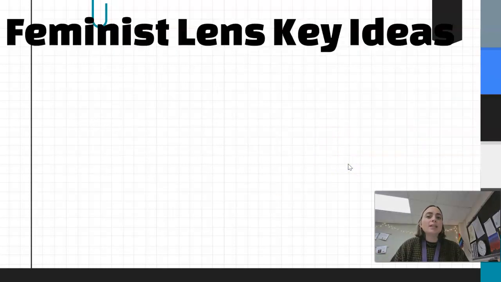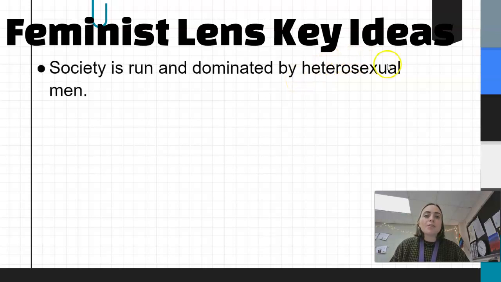So there are a couple key ideas you need to understand in order to get the feminist lens and how to look at a text through a feminist lens. The first key idea is that the feminist lens tells us society is run and dominated by heterosexual men. So heterosexual, that just means straight. And you can think about, like, historically in the US, who has held positions of power. Think about who has been president, who has been CEO, or the people in charge. And historically, that has been straight white men, right?